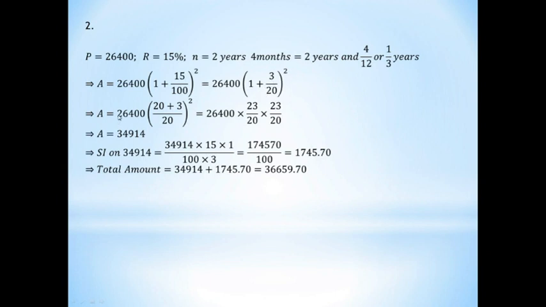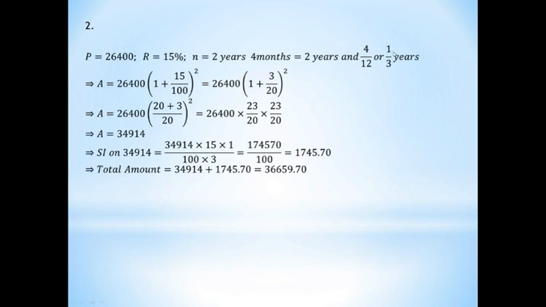Then in the next step, A equal to 26,400, we will take 20 as an LCM. Then at the numerator there will be 20 plus 3, which is 23, to the power 2. Then we will remove the bracket, and you will have 26,400 into 23 by 20 into 23 by 20. After simplifying, you will find out that the amount we have is actually 34,914.